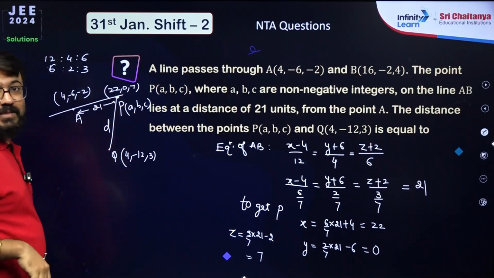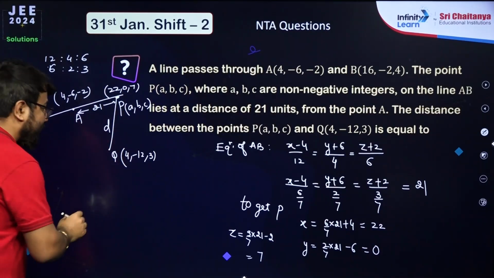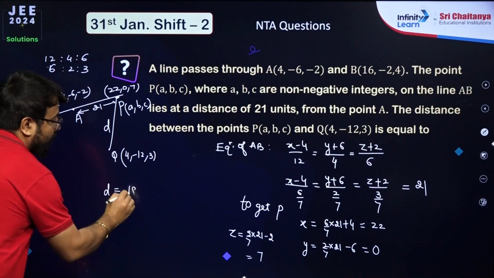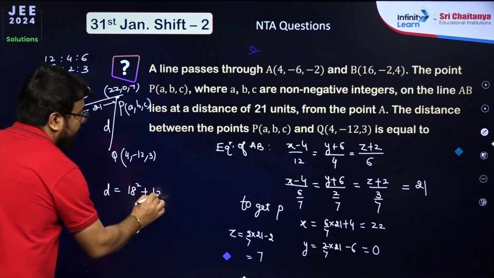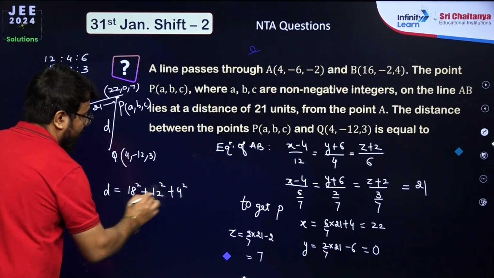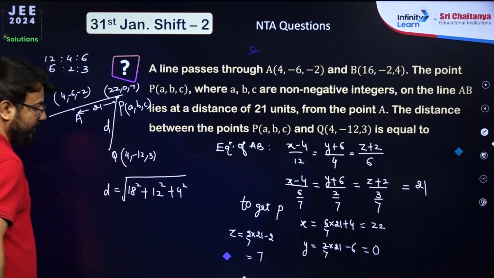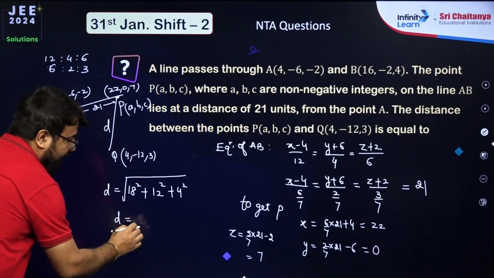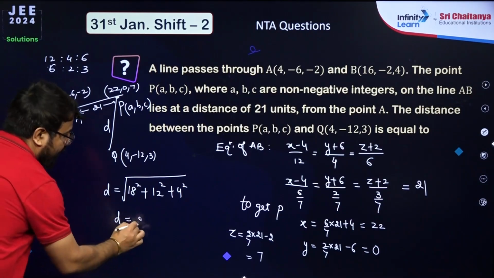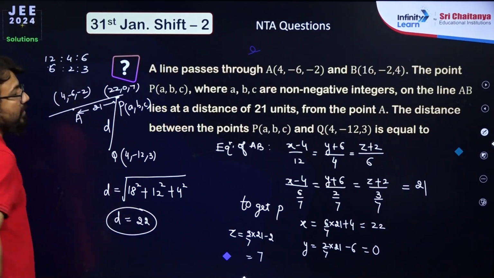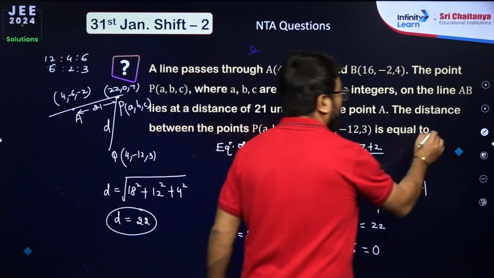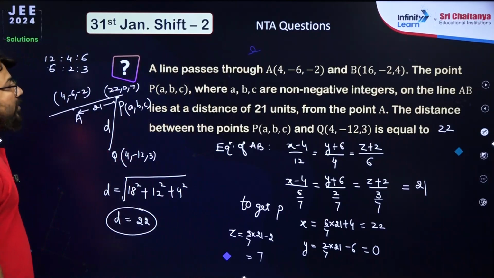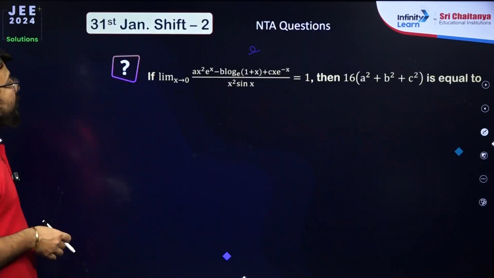Now I want to get the distance. On applying the distance formula, 22 minus 4, 18 square will come, here 12 square will come, and here 4 square will come. Let us take the square root. If I apply the square root, then finally the distance will be 22. So the answer to this question will be 22. Are you able to understand how we got the answer to this problem? Moving ahead to the next problem.